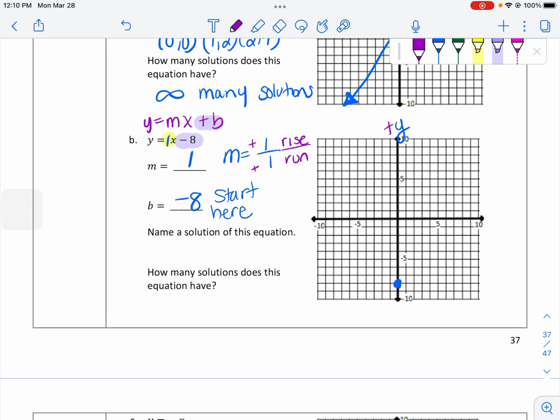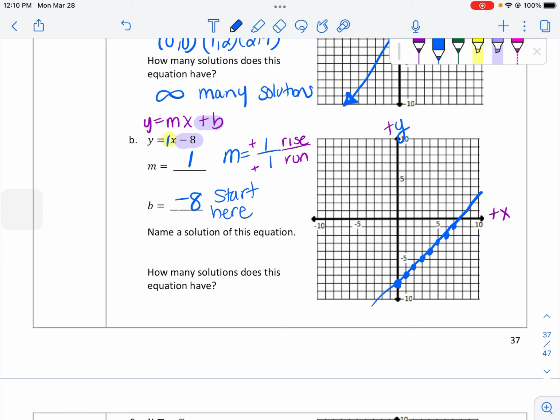So we're going to go up and to the right again, both positive directions. So we're going up 1 over 1, up 1 over 1, up 1 over 1, and we could do that an infinite amount of times. For a slope, rise of 1, run of 1. And then I'm going to draw my line.